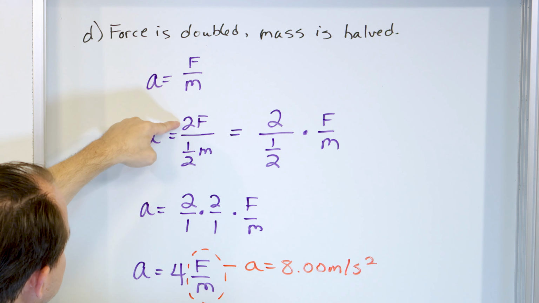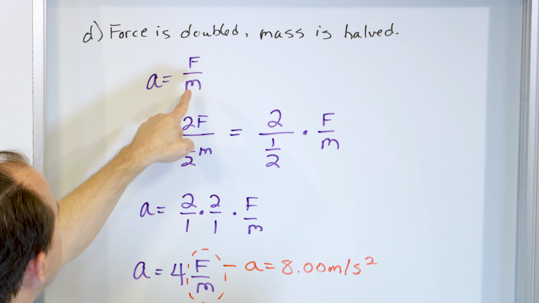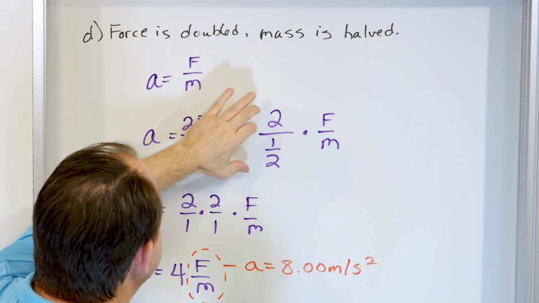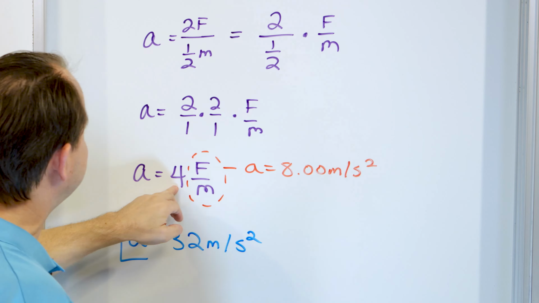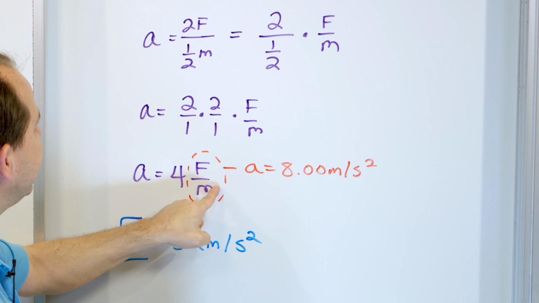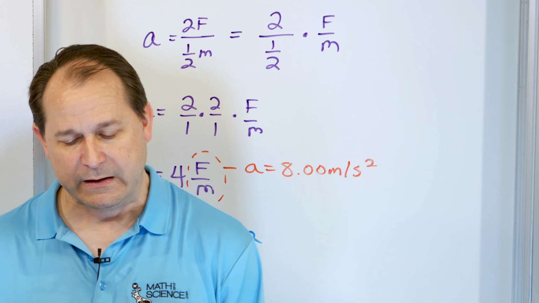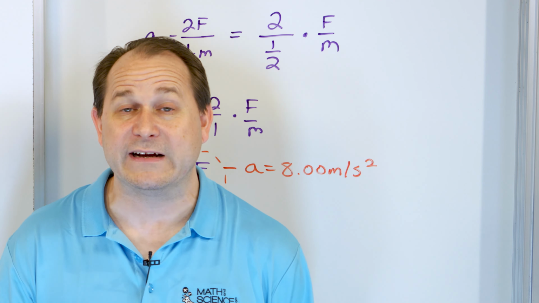Replace the force with 2 times whatever the original force is. Replace the mass with 1/2 times the original mass. And then spread out and figure out what the coefficient is on the front. It works out to be 4, and this ratio is the original acceleration, and then you can solve any of these problems much easier. So, solve this, make sure you understand how to get the correct answer.